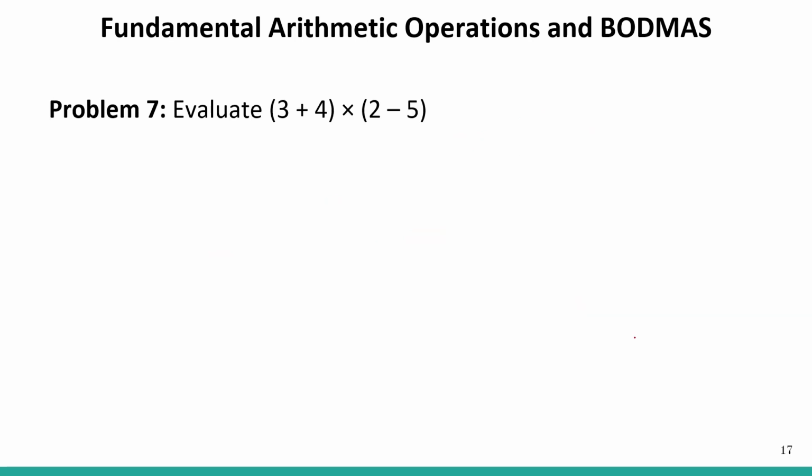Okay. So let's see problem number 7. What it asks us is to evaluate 3 plus 4 multiplied by 2 minus 5. So using the BODMAS rule, B for bracket first, simplify them first. So 3 plus 4 is equal to 7, multiplied by 2 minus 5 is equal to minus 3. Okay. So using the BODMAS rule, what we did was we simplified the brackets first. So 3 plus 4 and 2 minus 5, we simplified this and it became what?